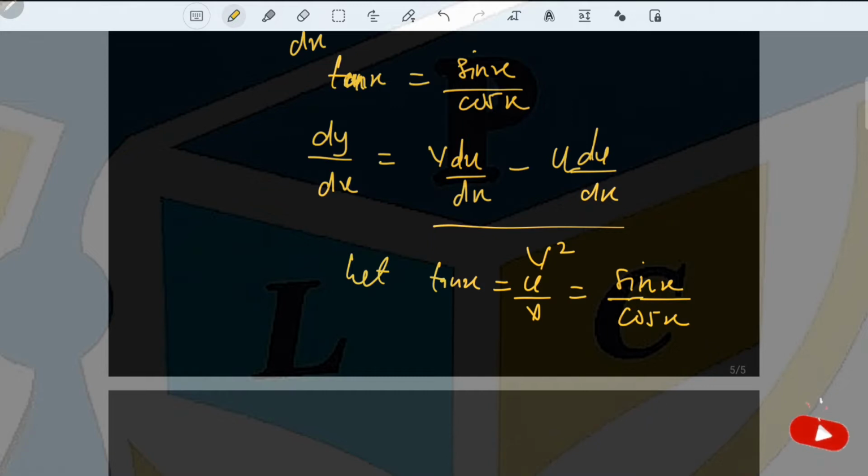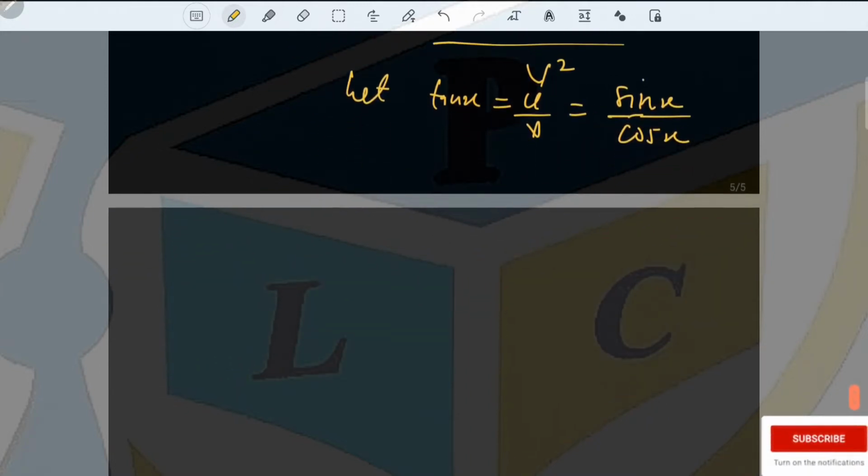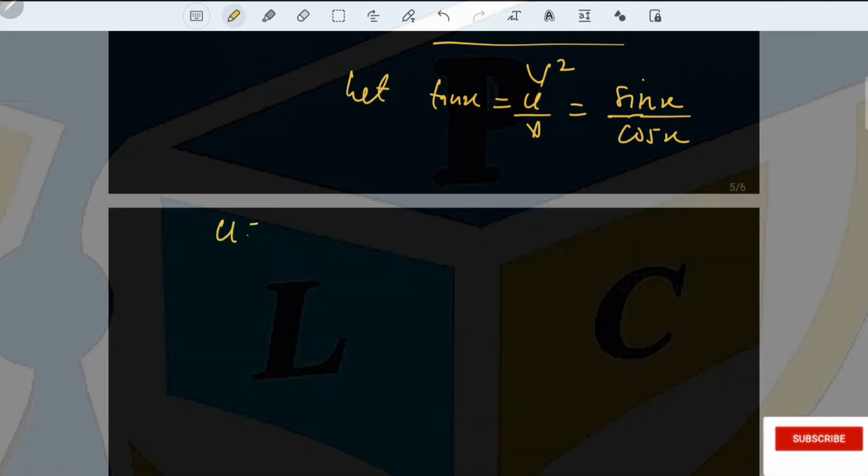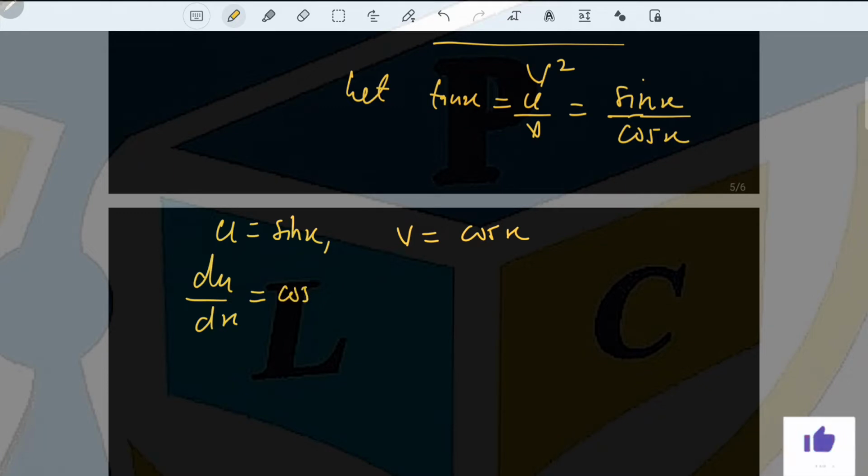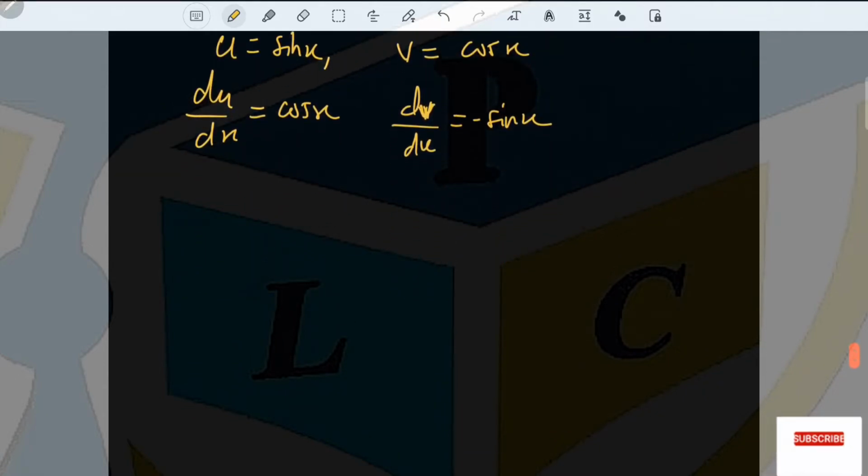So in this case, I can say that u is equal to sine x, and v is equal to cos x, right? Here I'm differentiating u with respect to x, so I'll differentiate individually. We said the differential of sine x results in cos x, and the differential of cos x results in negative sine x. So once we get this down, we can quote our formula once again.